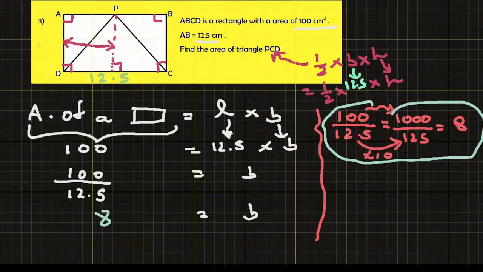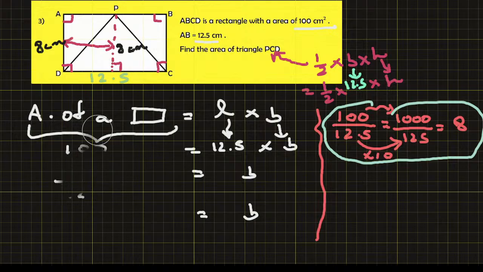What is AD's length? 8 centimeters. Which implies that this broken line's length is 8, which means the height of the triangle is 8. So all this time, what was stopping us from finding the area of the triangle? The height. But now it is no more restricting us, because now we know what the height is.